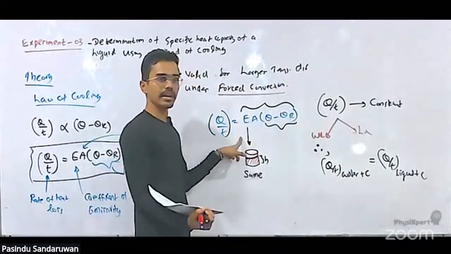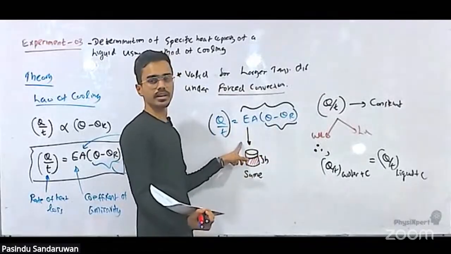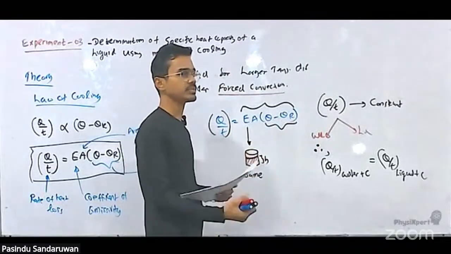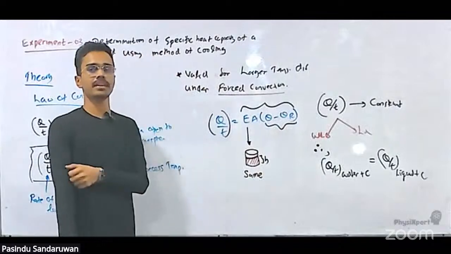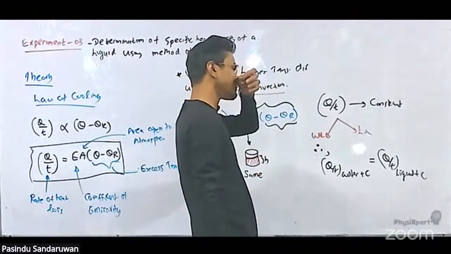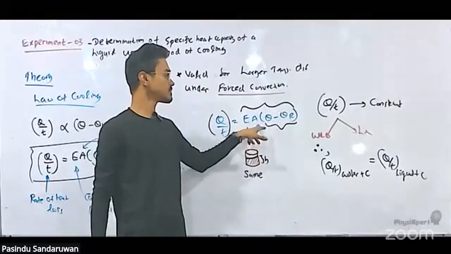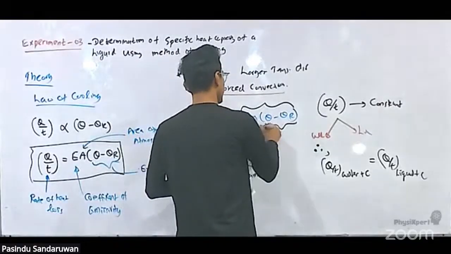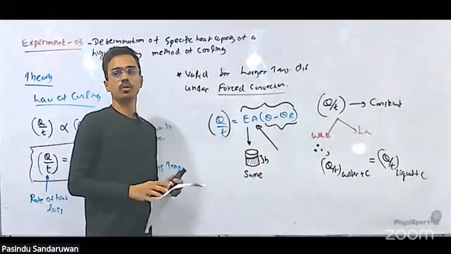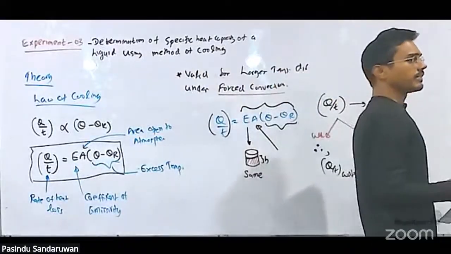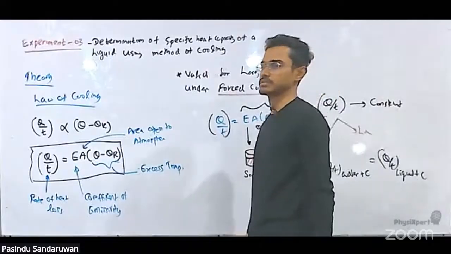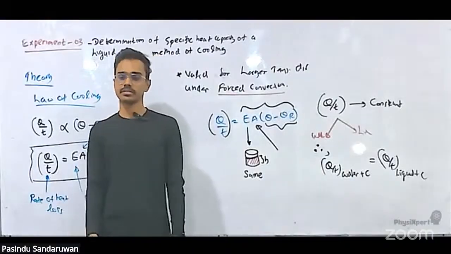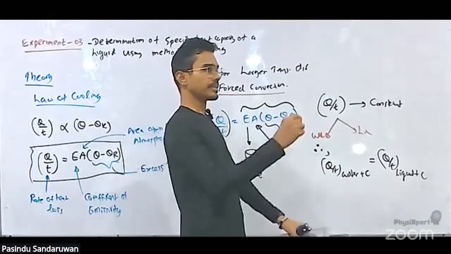First, for E write down: the same calorimeter is used. Put an arrow to E, same calorimeter is used. And for A write down: both liquid and water are filled up to the same height.